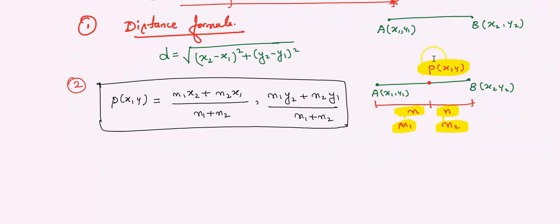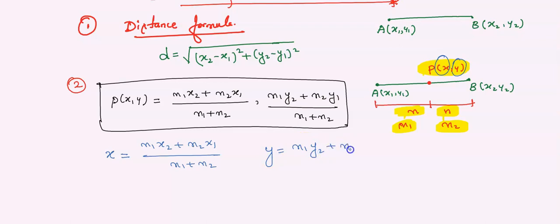Now come to this important point. Suppose I want to find the coordinates x and y of P. Here x is a coordinate of P, and y is also a coordinate of P. If you want to find the x coordinate, you have to use x is equal to m1 x2 plus m2 x1 by m1 plus m2. If you want to find y, then y is equal to m1 y2 plus m2 y1 by m1 plus m2.